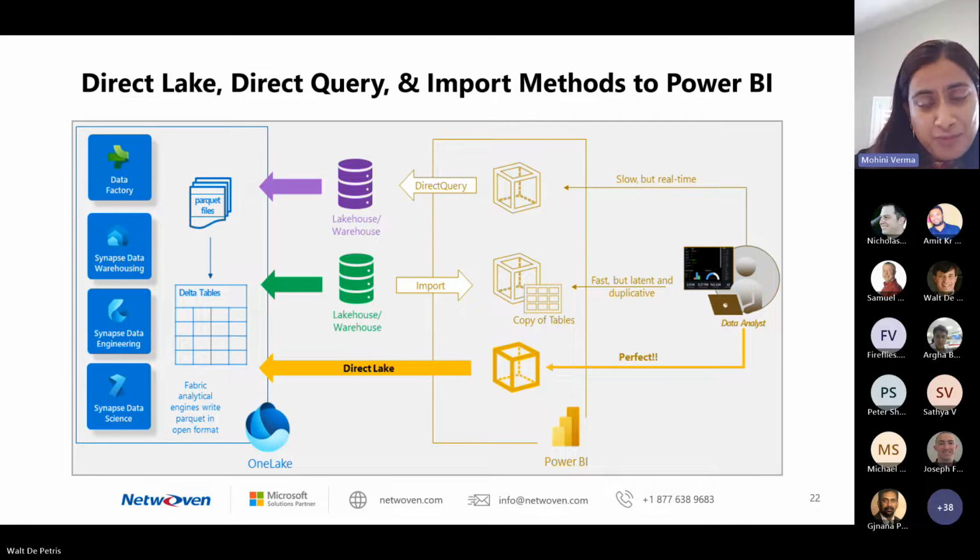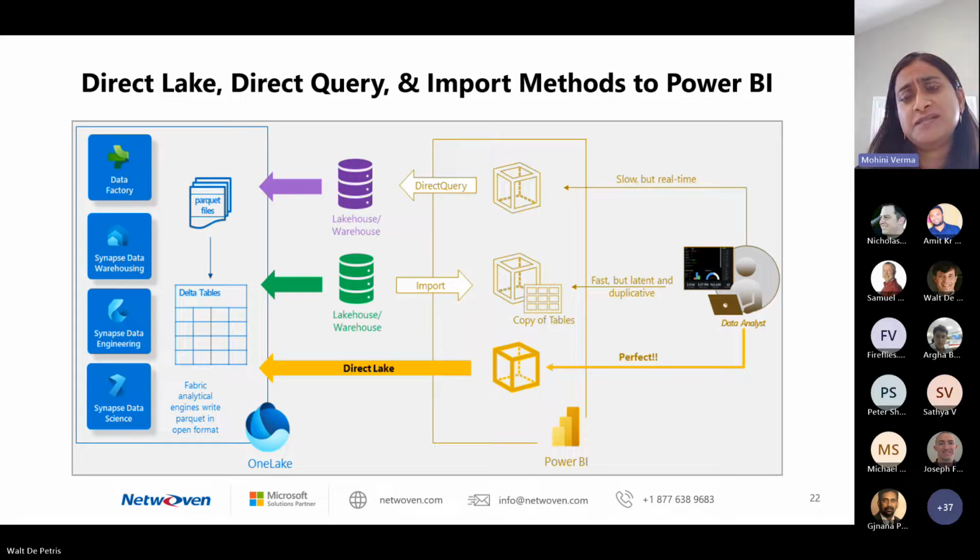Now we come to direct lake mode. Because all the Fabric items are leveraging OneLake, this makes it possible for us to come to this third mode, which is the direct lake mode, which combines the advantages of both import mode and direct query and provides query performance on par with import without having to copy data or manage refreshes.